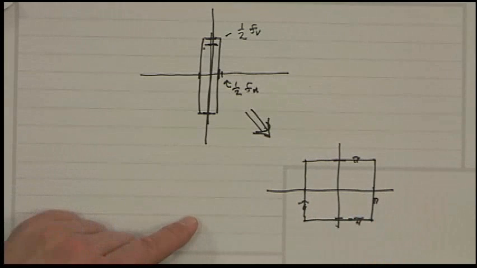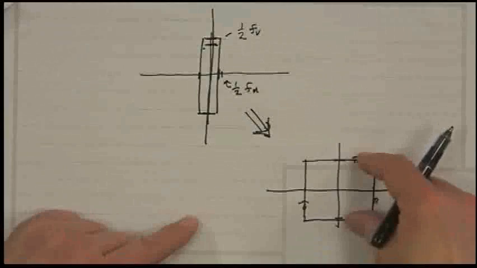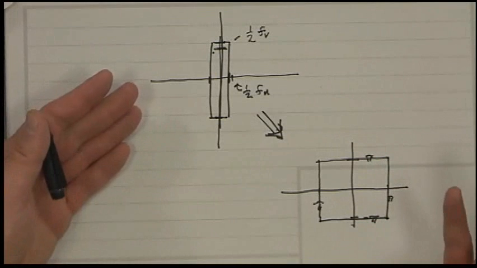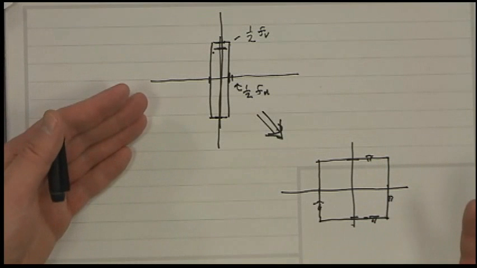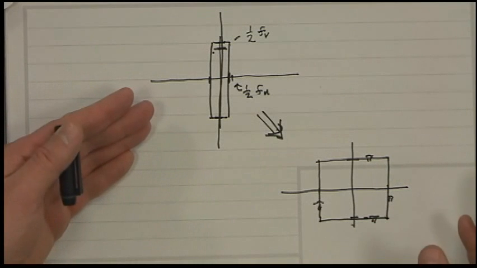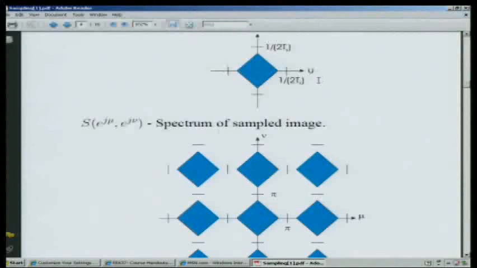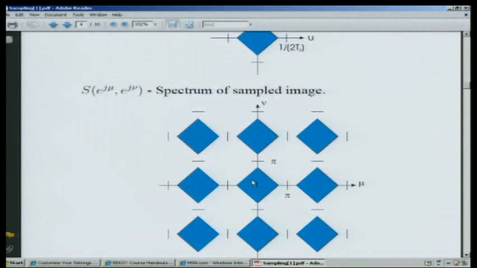Like that, okay? So this rectangle maps to that square because pi is pi. Pi represents half the sampling frequency, whatever that is. So coming back to the computer again, you get this kind of replication, and as long as there's no overlap, then this function equals exactly that function.